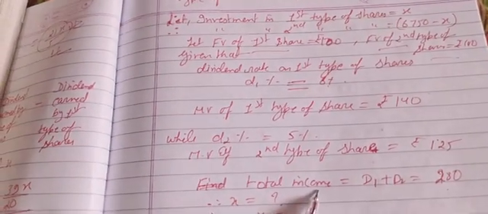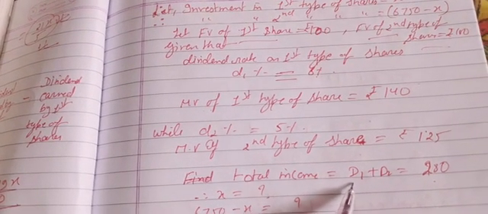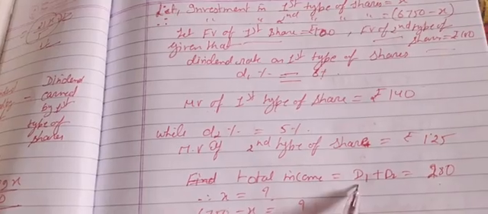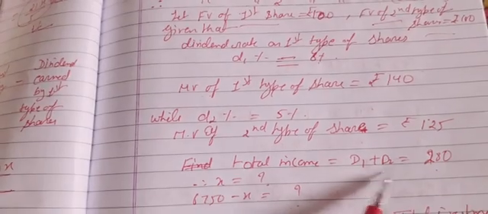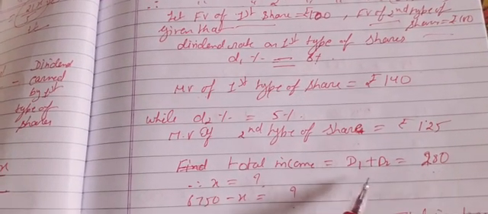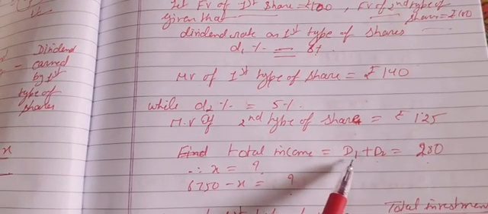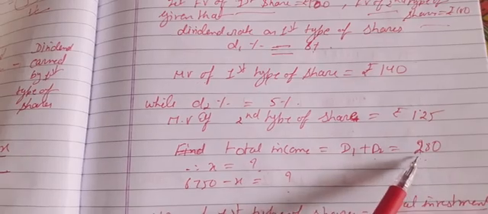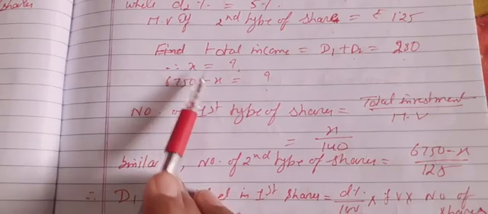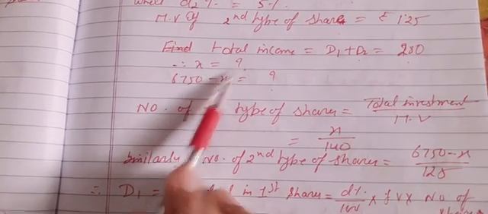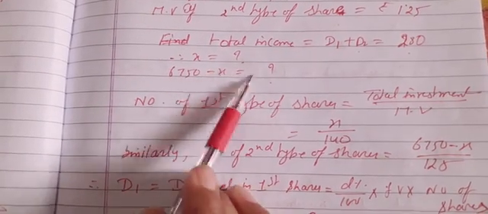Total income says that whatever income he collects from the first share, that is D1, the dividend from the first share, plus the dividend from the second share, if we add both, equals rupees 280. So with the help of the given data, we will find the dividend of the first share and the dividend of the second share, then add both and equate to 280, and we will get the answer for x. We have to find x, that is, the investment on the first share and the investment on the second share.